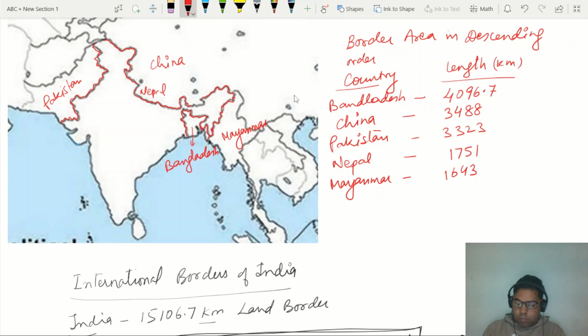Next, it comes to Bhutan. This is the border with Bhutan, and this is the country Bhutan. Bhutan is the most friendly nation with India. Bhutan shares a border of about 699 kilometers. Right.